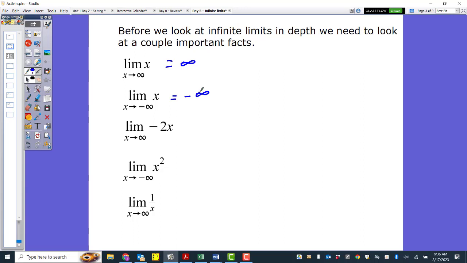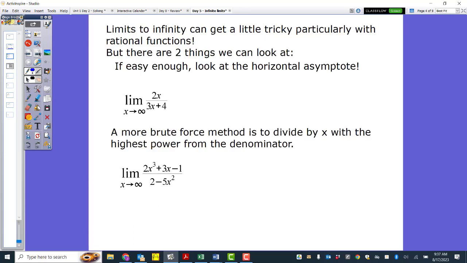If you have a negative number multiplied by x and x is going to positive infinity, then it would be negative infinity. If you have a negative infinity being squared, that would end up as positive infinity. And then if you have a constant over infinity, so you have a whole number over an infinitely large number, that's going to get closer and closer to 0. Right? These are some important facts about limits that'll help things out.